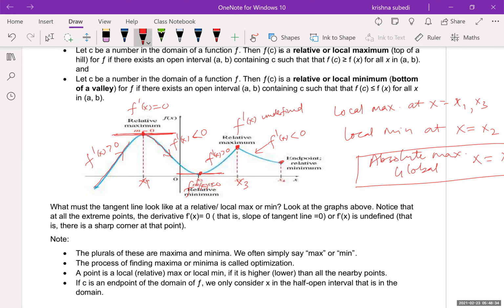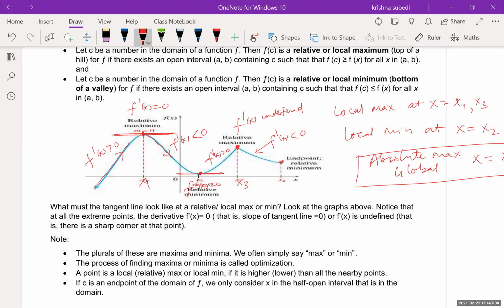In other words, critical points are the candidates for maxima and minima. Keep that in mind. Let me repeat that again. Critical points are the candidates for local minimum and maximum, or relative minimum and maximum.